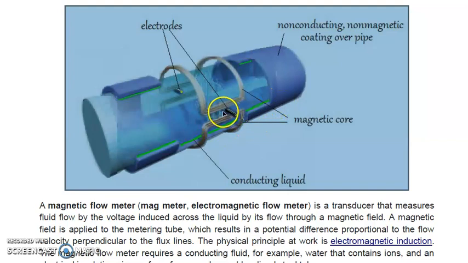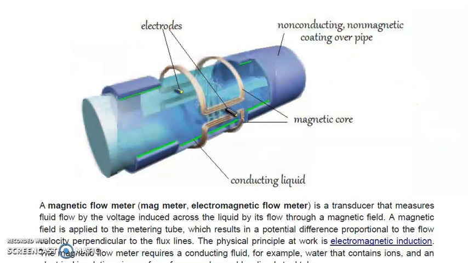Only to show you the cut view, this area is not showing the non-conductive coating, but since we know that this is the magnetic core, which will be supplied with the AC supply. Below this also there is a complete non-conductive, non-magnetic coating over the pipe. So this is the realistic image.